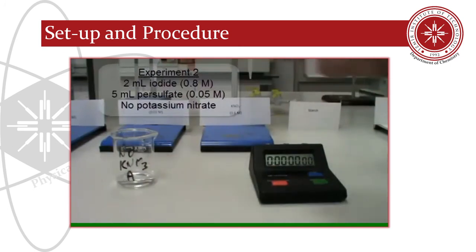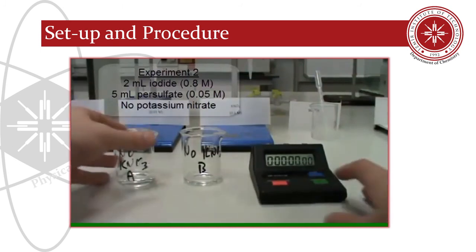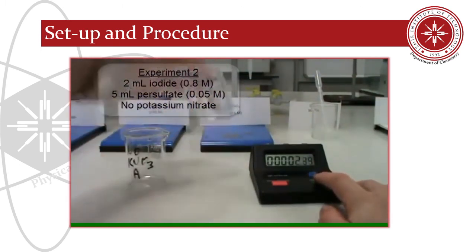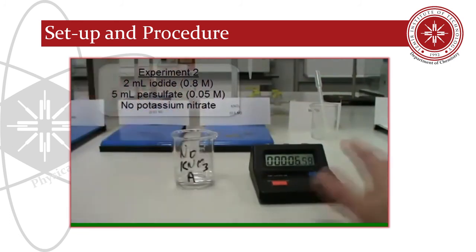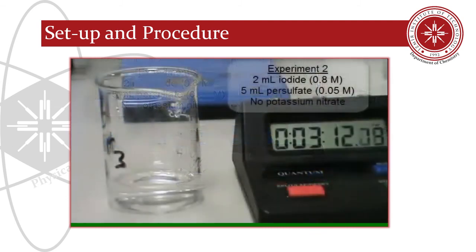Finally, in all of the experiments so far, we've had potassium nitrate in our solutions. In this case, we're going to remove the potassium nitrate and replace it with deionized water. So what we want to examine here is the effect of removing the ionizing solvent. If we think about the nature of our reactants, iodide and persulfate, these are both ions. So in an ionic solution it's going to be much easier for these ions to collide.